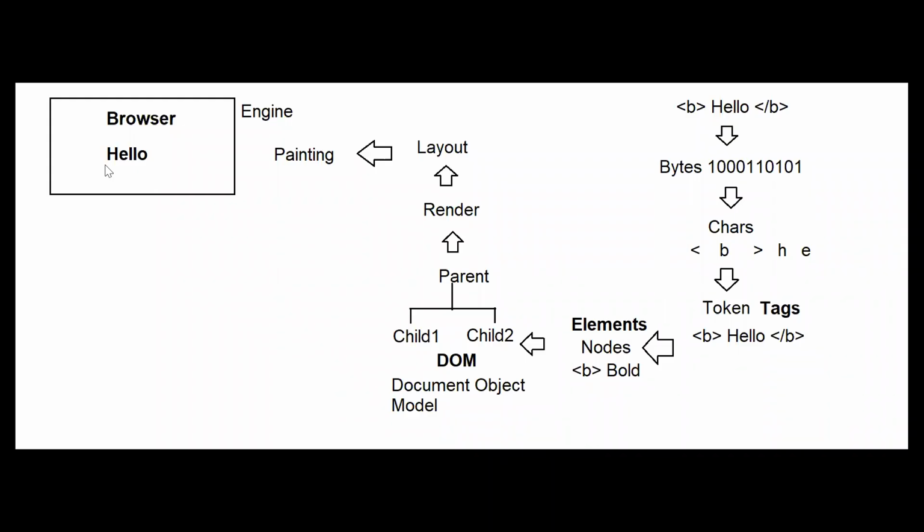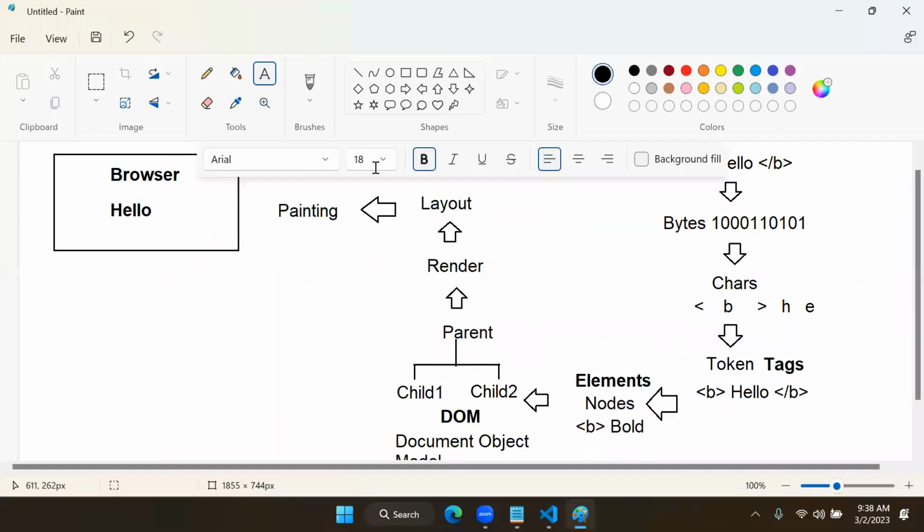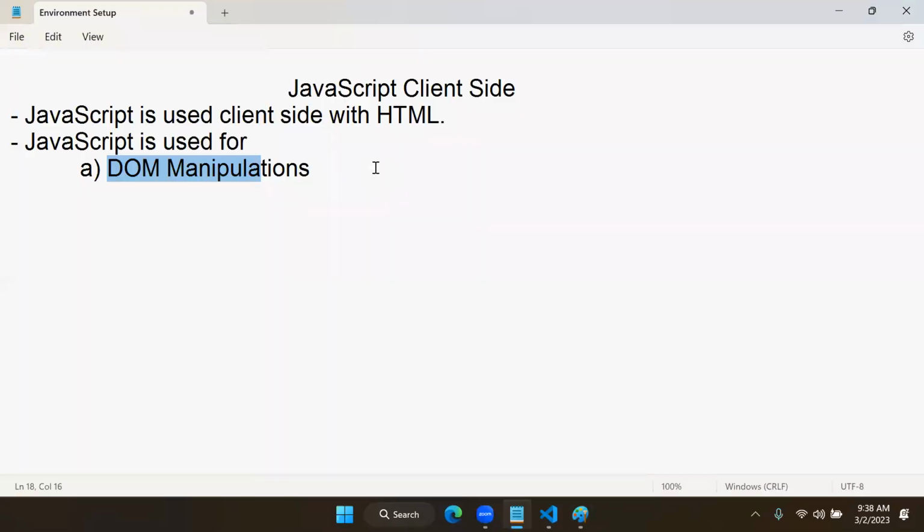Who is going to control this? HTML presented, finished, but who will manipulate it? So the role of JavaScript is to manipulate the DOM. DOM manipulations means what? In DOM manipulations, adding elements.